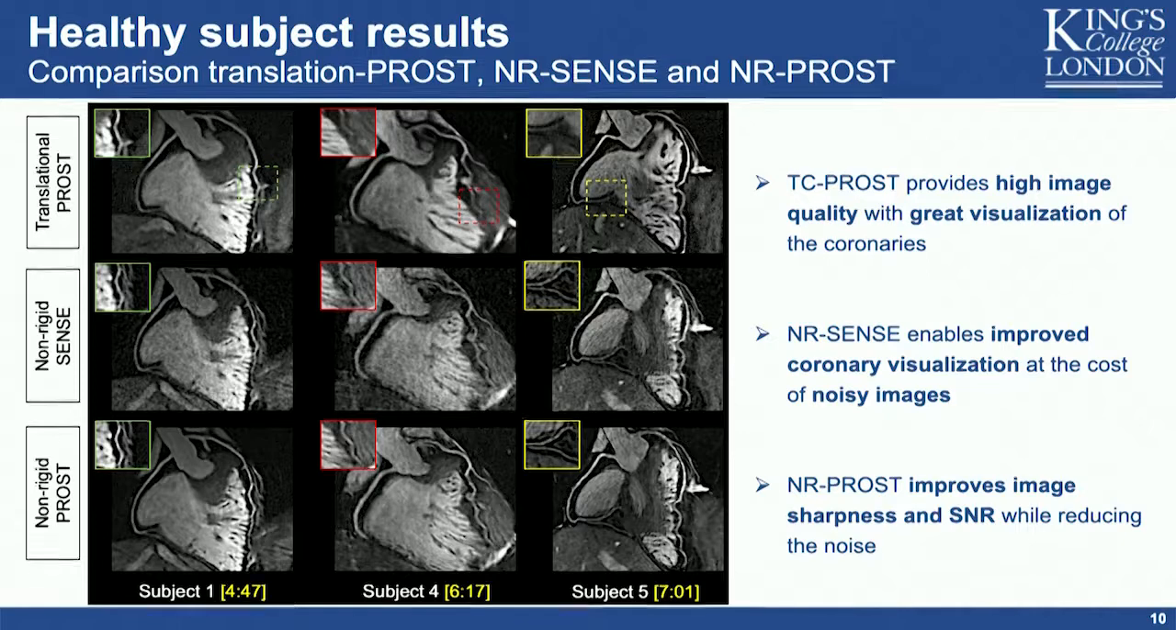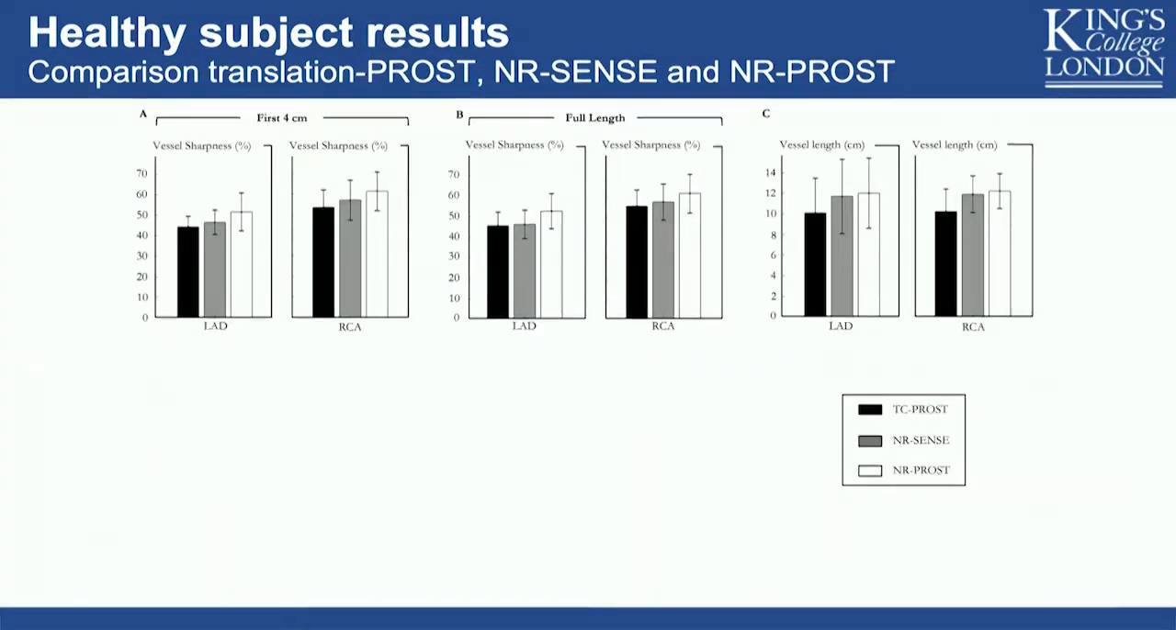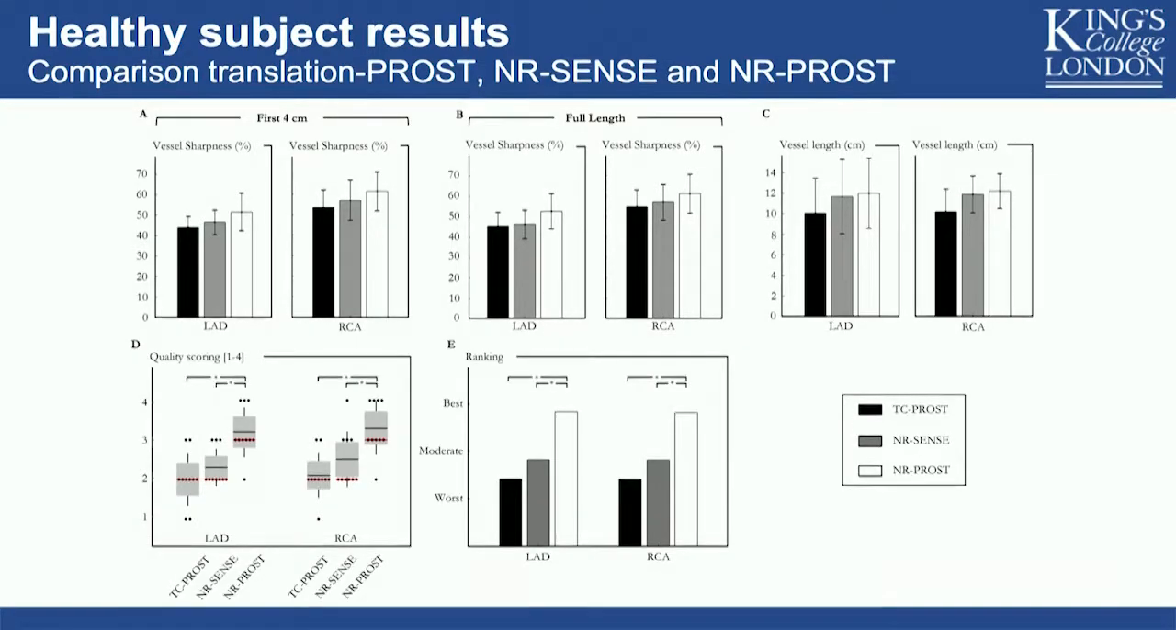So now, with the proposed framework, so non-rigid motion field and the PROST regularization, not only do we have an improved sharpness and SNR, but we can also have a very nice visualization of the entire branches of both RCA and LAD. This, of course, reflects on the quality metrics, where we see that non-rigid PROST here shown with the white box always improves compared to the other previous techniques in terms of vessel sharpness, vessel length, as well as image quality scoring as performed by 2 of our cardiologists.